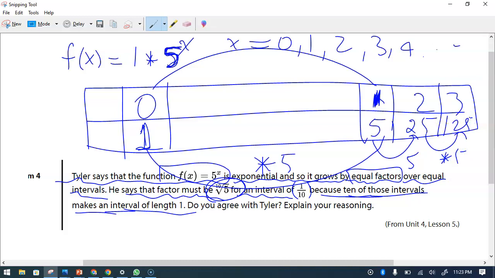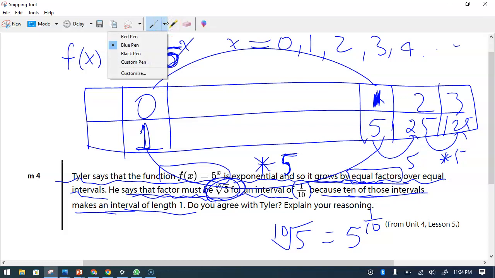Now the question is, Tyler says it grows by equal factors, and he says that the factor must be this. Now what does that mean? The 10th root of 5, what does this mean? It is 5 raised to 1 over 10. So basically what it means is, this is 5, right? This is 5. So I'm going to split this into 10 parts.